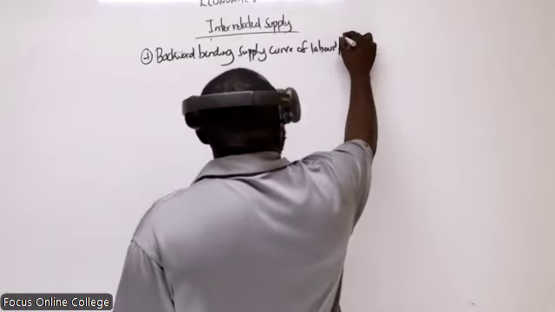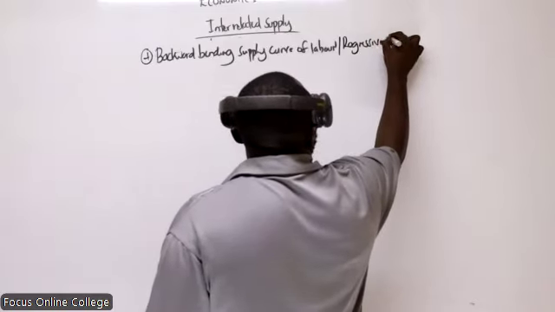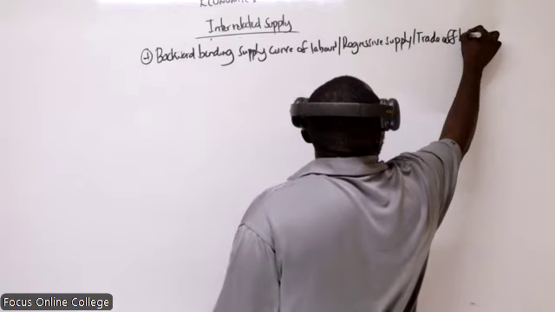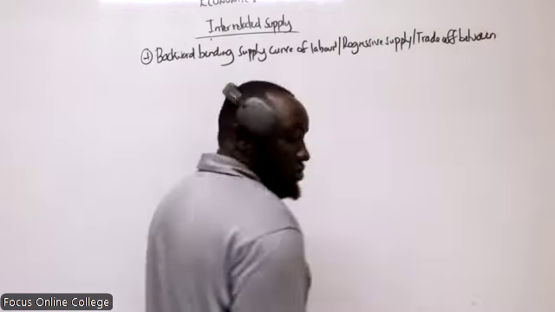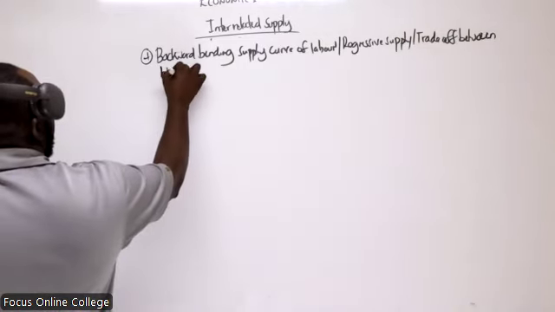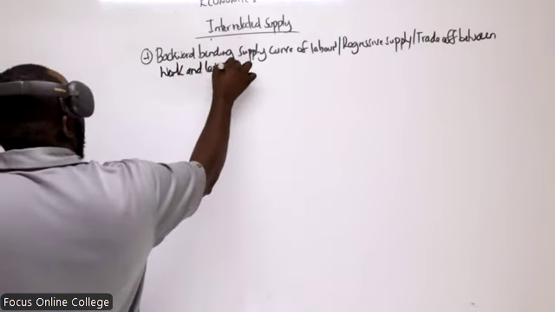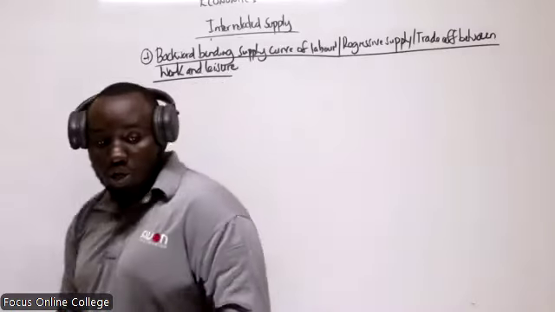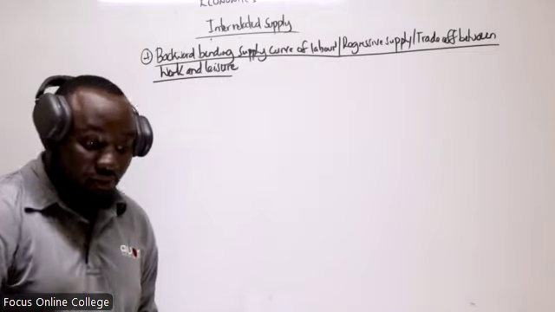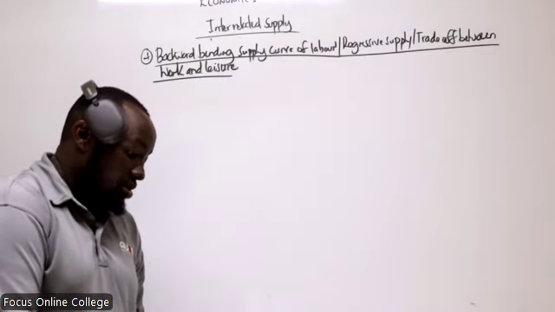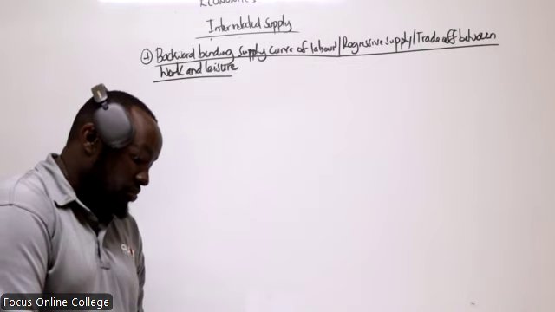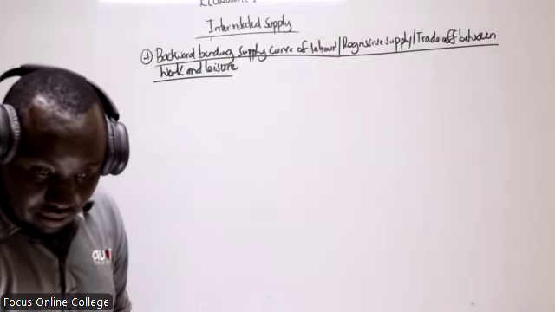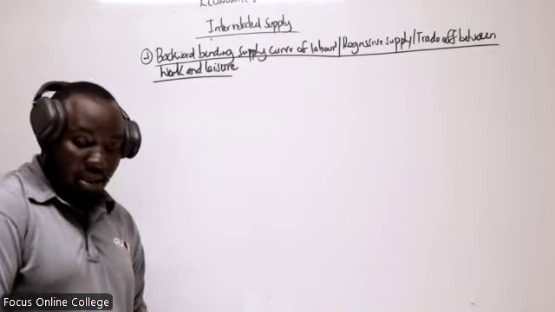We call it the regressive supply. It is the trade-off between work and leisure. The trade-off between work and leisure.